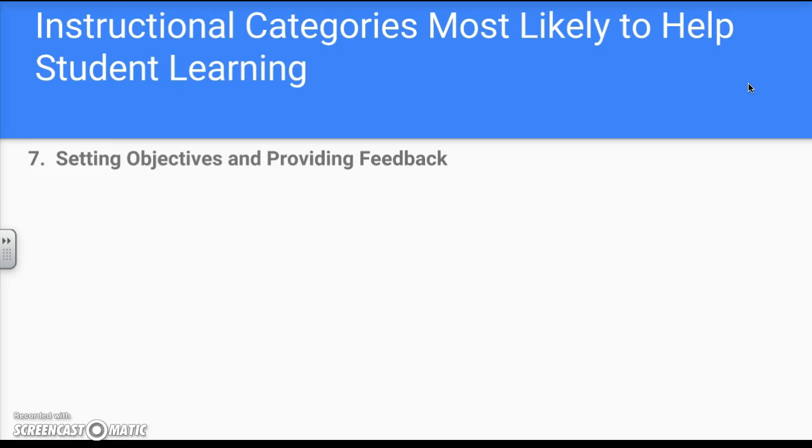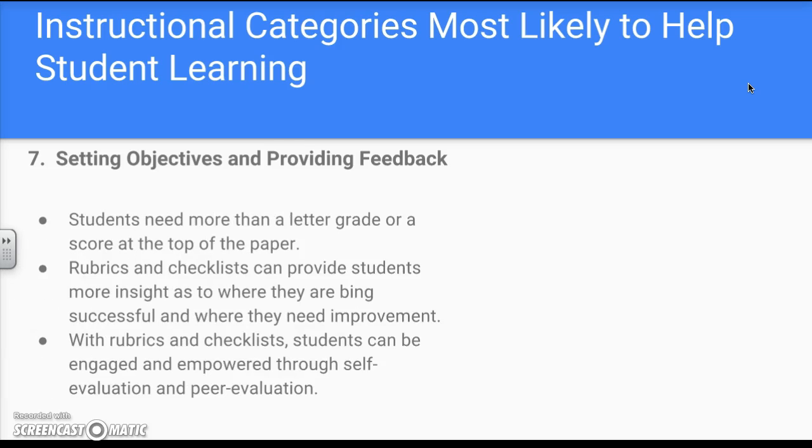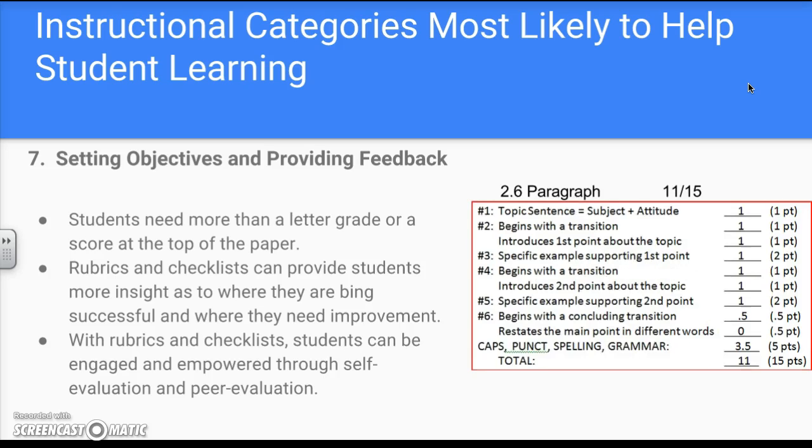The last instructional category that we discussed is number 7, setting objectives and providing feedback. Students need more than a letter grade or score at the top of their paper. Students need to be given objectives and feedback in the form of specific learning targets. Rubrics and checklists are one way we can provide students with more insight as to where they are being successful and where they need improvement. Rubrics and checklists can also engage and empower students through self-evaluation and peer evaluation.